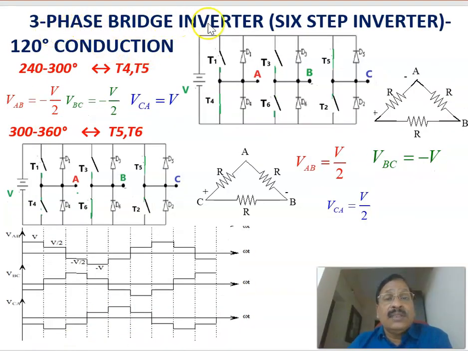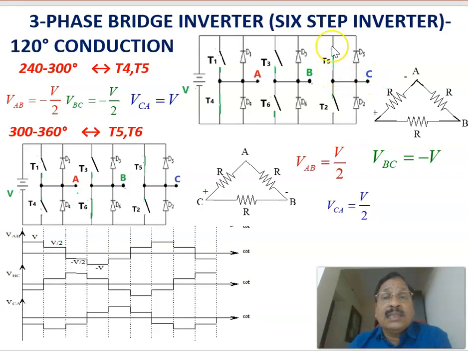Now continuing the three-phase bridge inverter, 6-step inverter, 120 degree conduction mode. The next one is the 240 to 300 degree duration. In that one, T4 and T5 are conducting. T5 is the incoming SCR, and of course T3 is the outgoing SCR. Therefore T5 is coming in, and T4 and T5 are conducting. Here T4 is from the negative group of switches and T5 from the positive group.